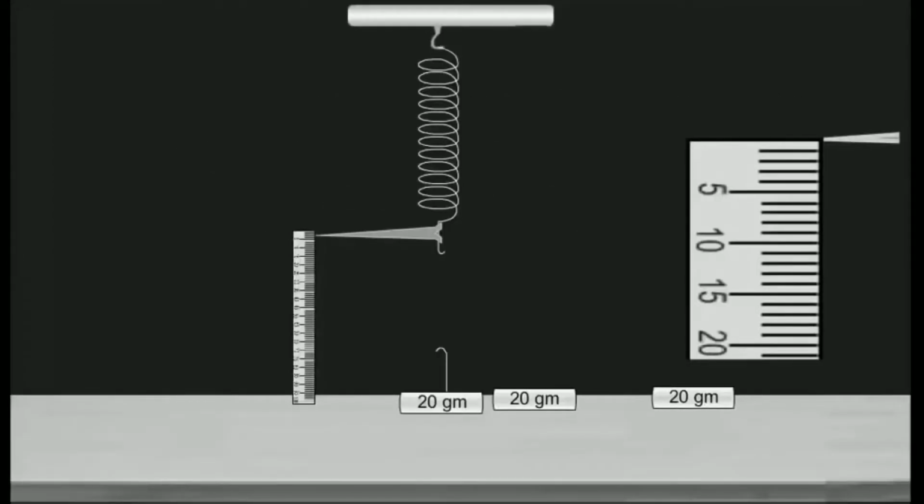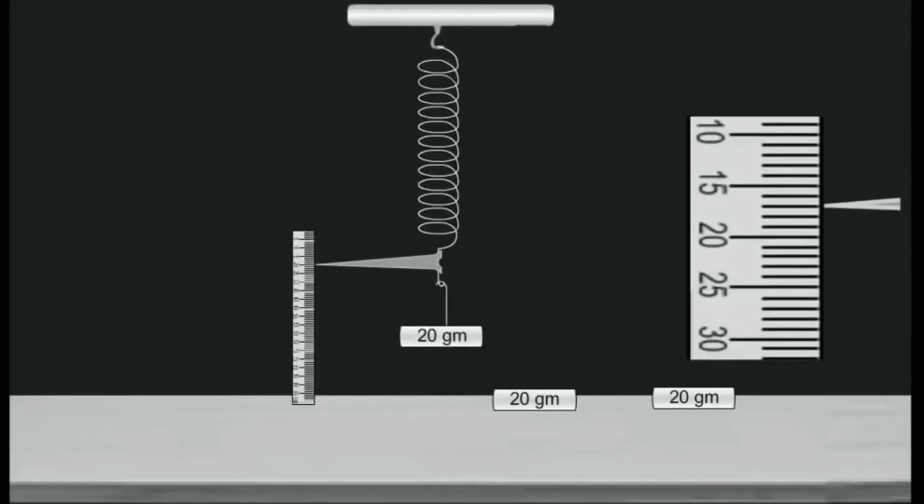Here is a spring as shown. It is attached to the meter scale, and at the right hand side the meter scale is shown by zooming in. Then slotted weights of 20 gram each we are attaching to the spring. Then note down the reading of the pointer of the spring on the meter scale. It is showing here, it is nearly about 17.